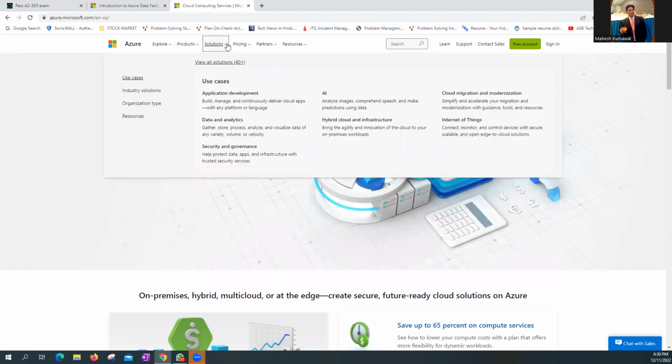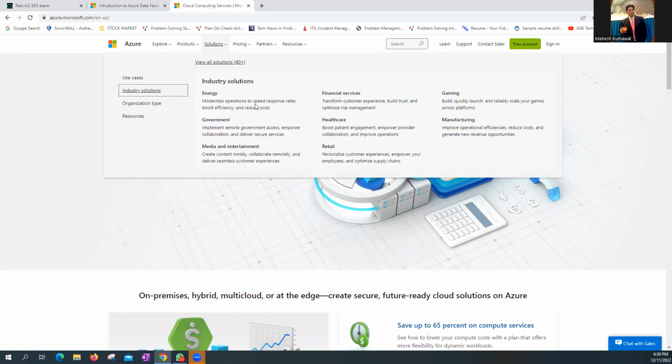What is more important are the use cases: where you deploy, where you integrate, where the costing is, and what type of cloud computing solutions you require from an industry point of view, like energy, government, retail, healthcare, financial services, and gaming. Suppose a project comes to your company where you have to implement cloud computing.